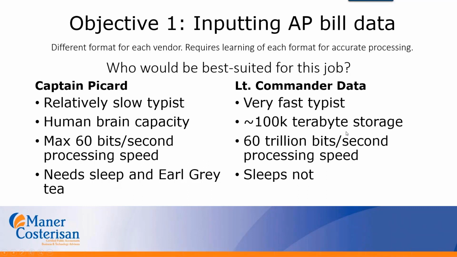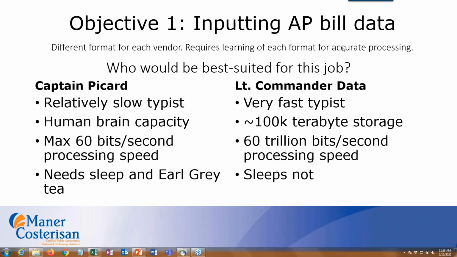So humans are kind of just limited in that regard when it comes to pure processing. So when it comes to inputting AP bill data, let's look at how Lieutenant Commander Data could do this. Once again, the common thing between them is they have some level of human or human-like intuition, where they can read the invoice, figure out who it's for, figure out the bill number, the date, and then what the expenses are for.